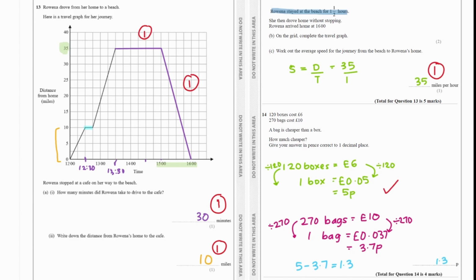This was a 4-mark question, and we'd get the first mark for finding the price of 1 box, the second mark for finding the price of 1 bag, a third mark for correctly finding the difference between the two by taking away, and a final mark for a correct final answer of 1.3 pence.